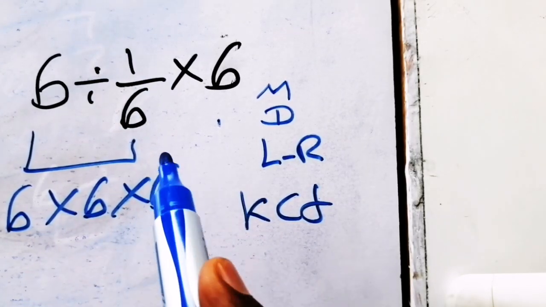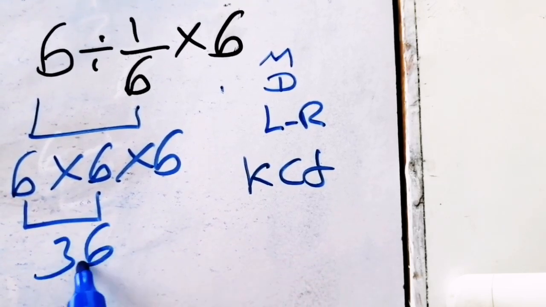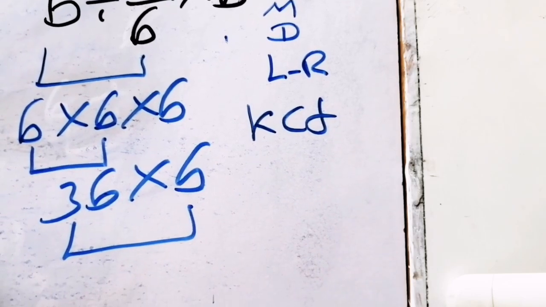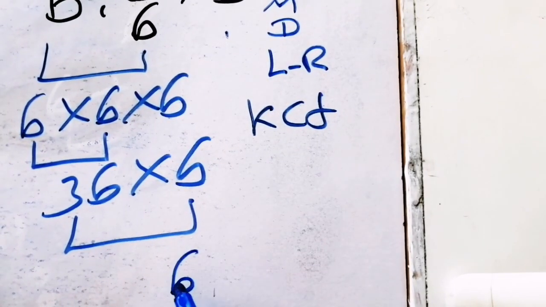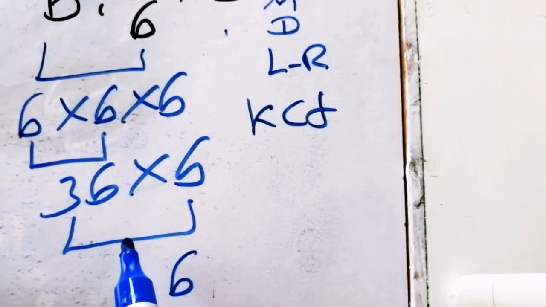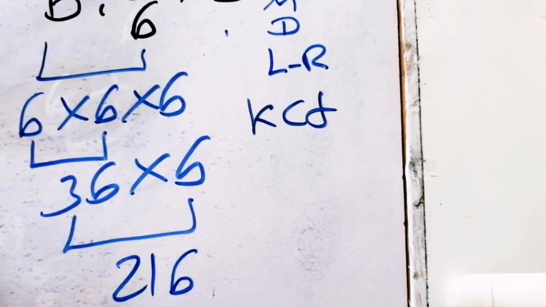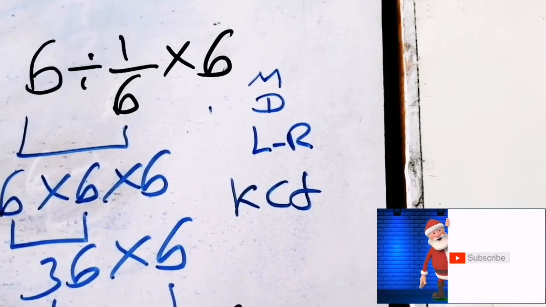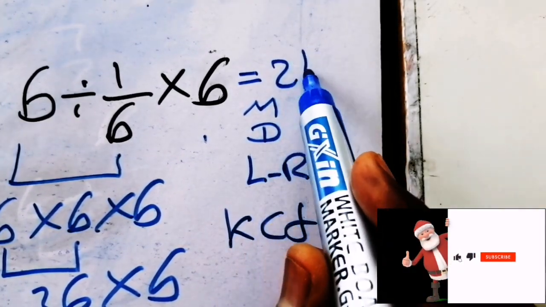Then times 6. 6 times 6 equals 36, times 6. Then 36 times 6 means 6 times 6, which is 36. Right, 6 remainder 3, then 6 times 3, which is 18, plus 3, which is 21, okay. Therefore, 216 is the correct answer of this problem. Therefore, the correct answer of this problem equals 216.